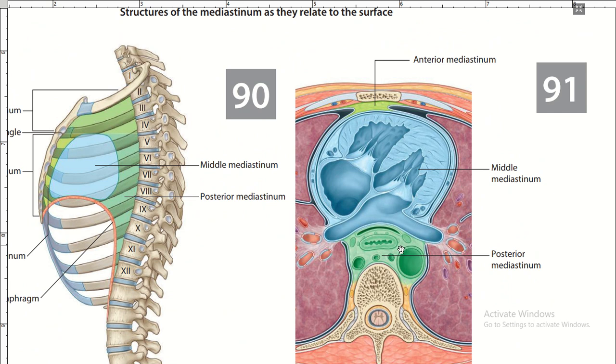So you can appreciate that this is your esophagus, right? This is your descending aorta. You can see, right? This will be your azygous vein. Depending on where it was cut, this is your sympathetic trunk, right? You can see them, right? The sympathetic trunk.